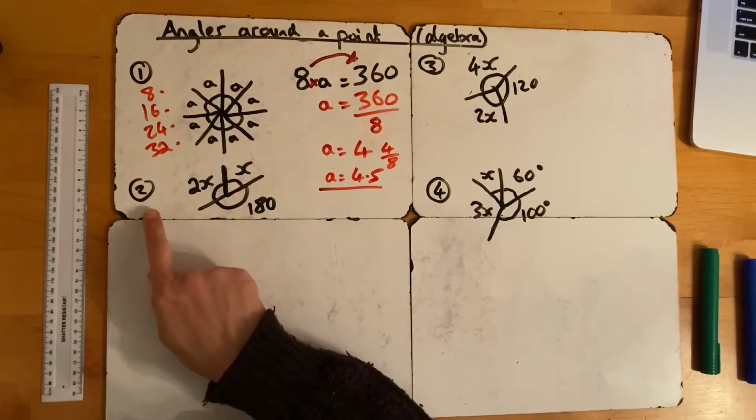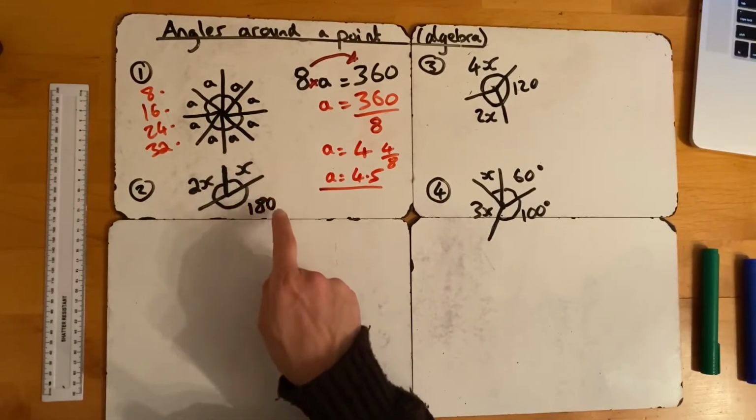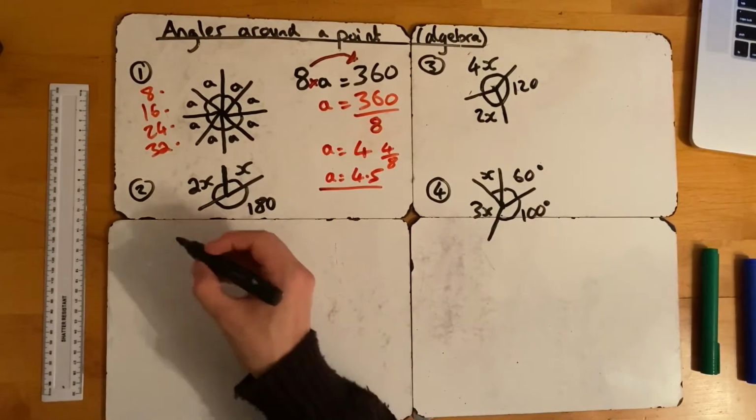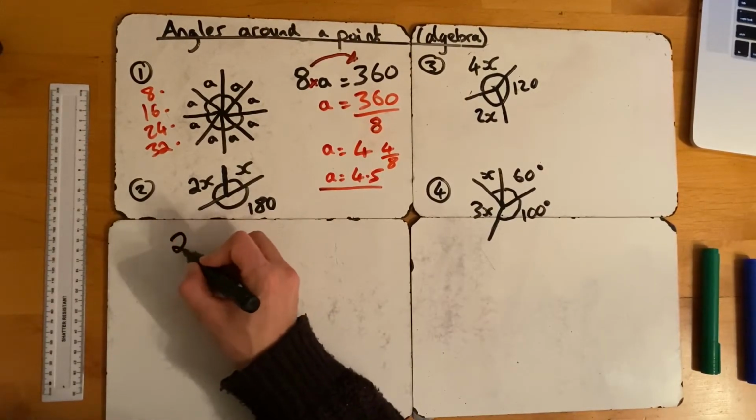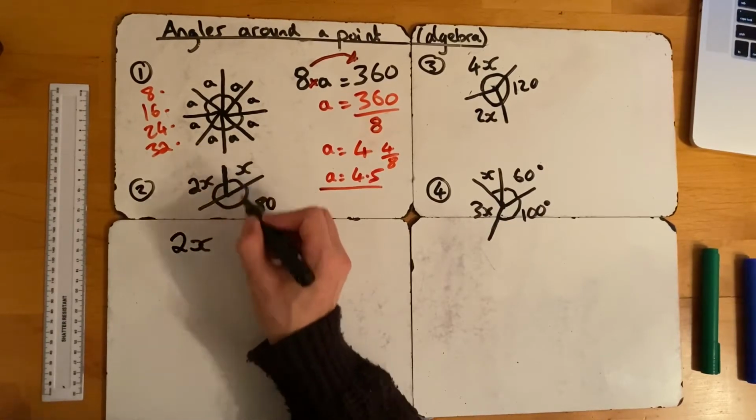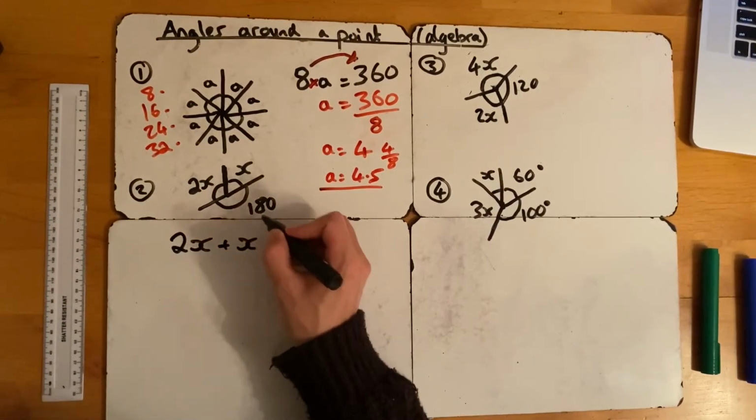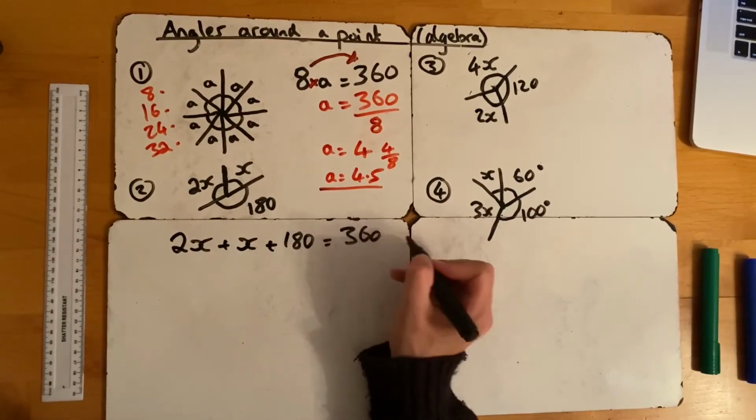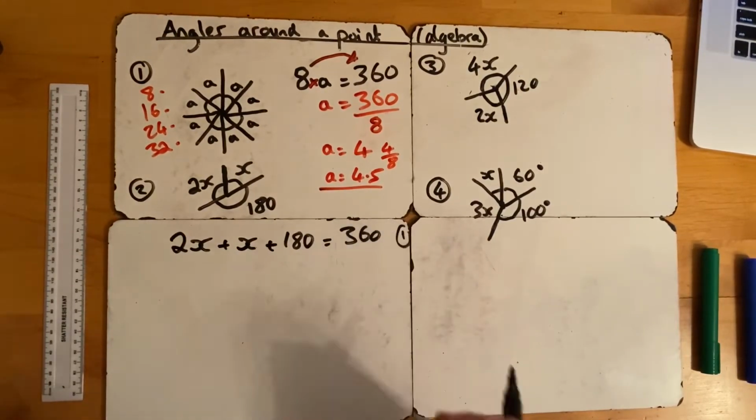Okay, question 2. 2x, x, and 180. Remember, all of these add up together to make 360. So in a GCSE, even if you didn't know how to do the question, you just do 2x plus 1 more x plus your 180, and that's equal to 360. So that's 1 mark already.